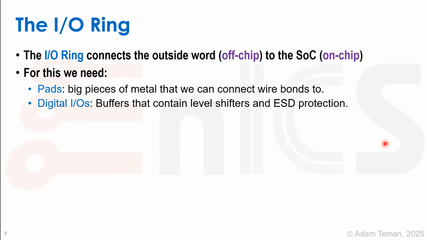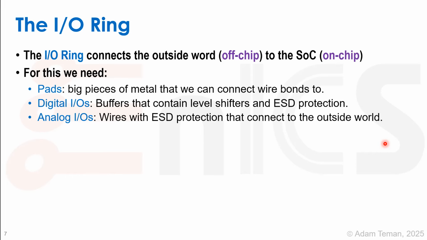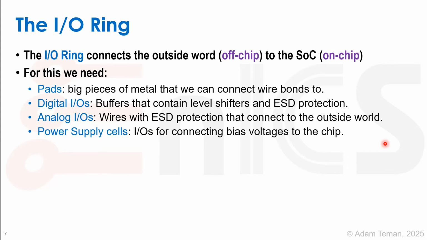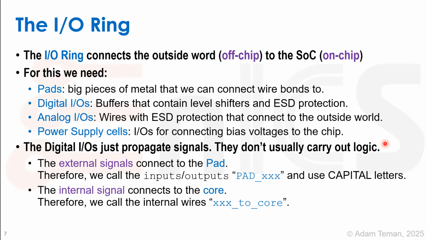We have digital IOs, which are buffers that contain level shifters and ESD protection. We have analog IOs, which are basically wires that have ESD protection, and they connect to the outside world. And we have power supply cells, which are IOs for connecting the bias voltages to the chip. The digital IOs just propagate signals. They don't carry out logic. With these digital IOs, we have external signals, and they're connected to the pad. The pad is this piece of metal on the chip that enables us to connect a wire bond or a bump or something like that. It's a bigger piece that can connect to real machinery.